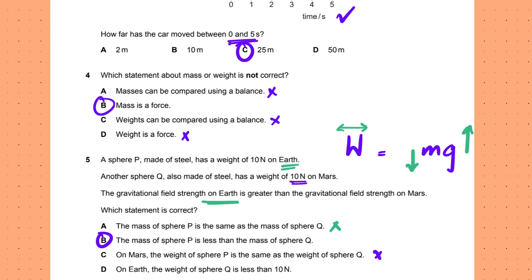On Earth, the weight of sphere Q is less than 10. Again, this is wrong because we just discussed that Q has a greater mass. So when I take it on Earth, which also has a greater gravitational field strength, mass is also greater, g is also greater, so it would definitely be more than 10. So that's why this is also out.